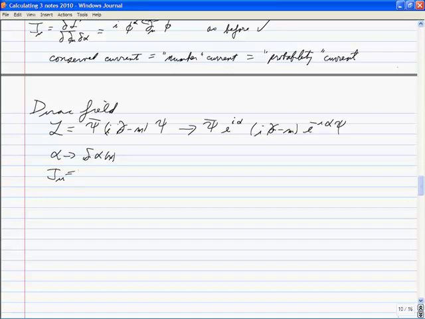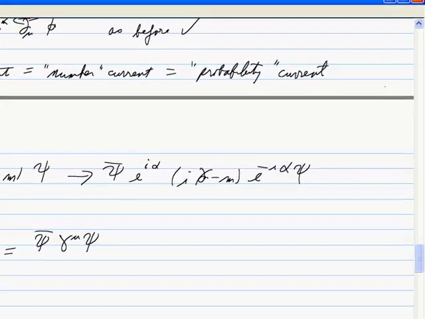And then J^μ is the variation of the shifted Lagrangian with respect to ∂_μ δα(x). It turns into just psi bar gamma^μ psi, which was always our current there. The gamma mu comes from this gamma mu sitting right there, the derivative acting on that. So that's our current again. Any questions?